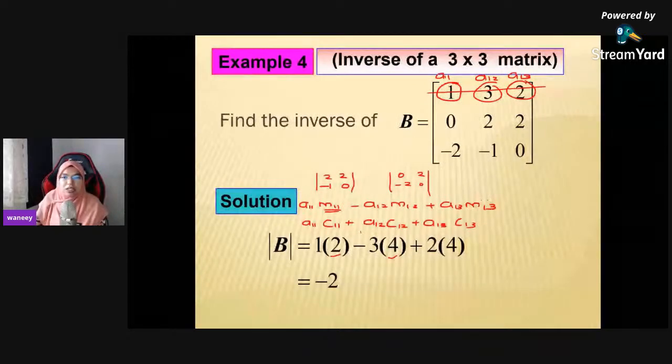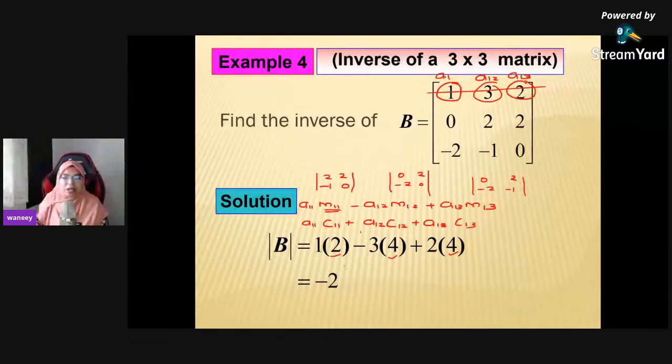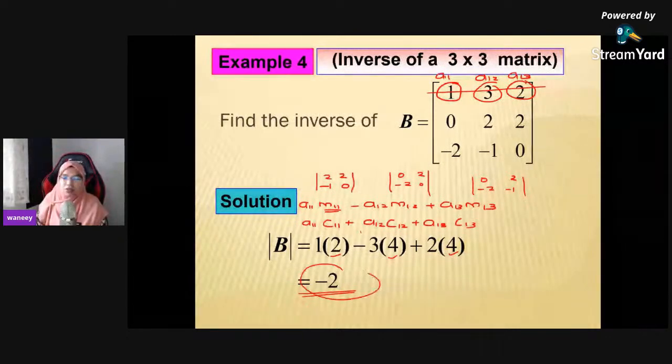And then M13, deleting the first row and third column, it becomes 0, 2, negative 2, negative 1. So 0 plus 4, that is how you end up with 4. So we got 1 times 2 minus 3 times 4 plus 2 times 4. So the determinant is equal to negative 2. The determinant is not equal to 0, so that means we do have the inverse. So kena kira determinant dulu baru kita cari inverse.